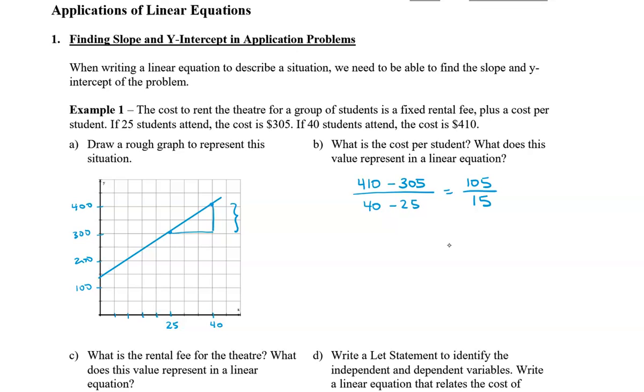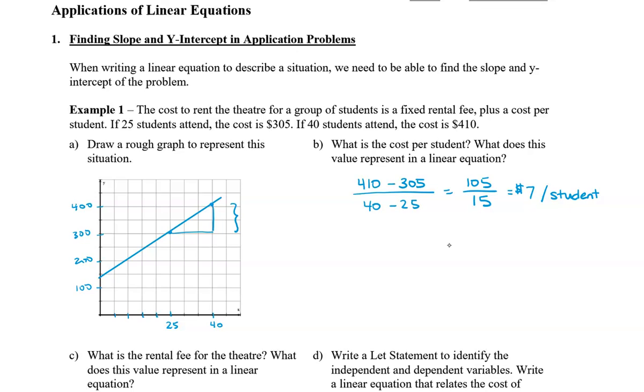And when we calculate this, we're going to get 7. So this is actually going to be $7 per student. Okay, so that is how we can figure out the cost per student. By taking the difference between the cost and the difference between the number of students, we can figure out how much it would cost for one student.